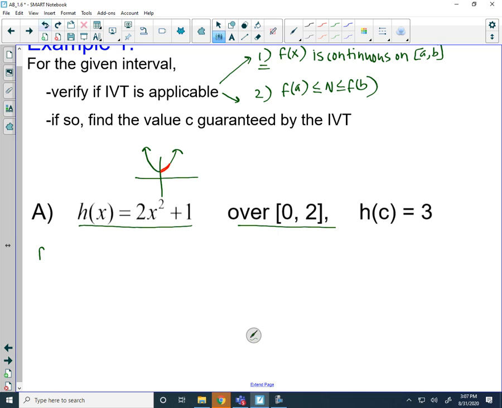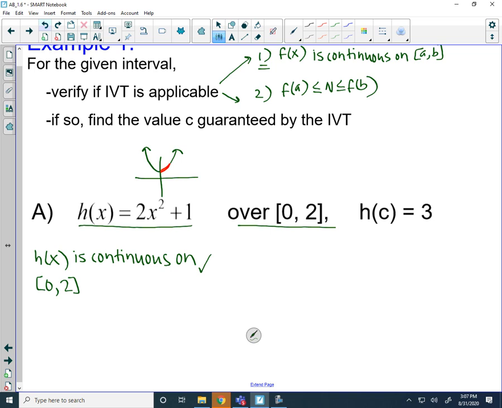In our case, though, we're using h of x, so I need to be careful. I need to call the function based off what's given in the problem. So h of x is continuous on the closed interval given, which was 0 to 2. So in my mind, I'm thinking, check, that first necessary condition was met.